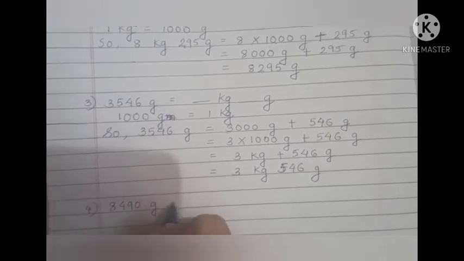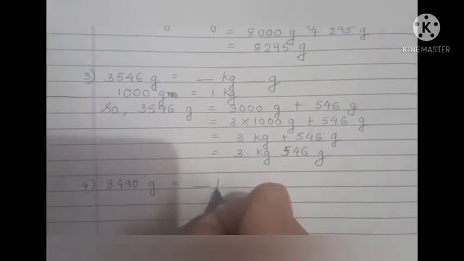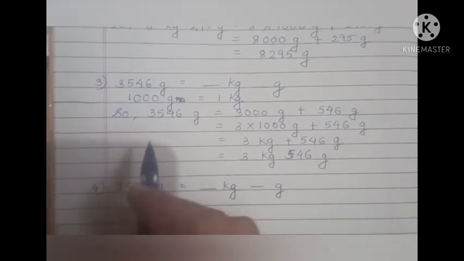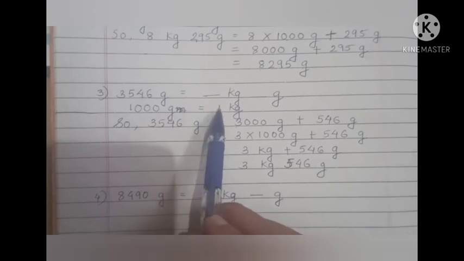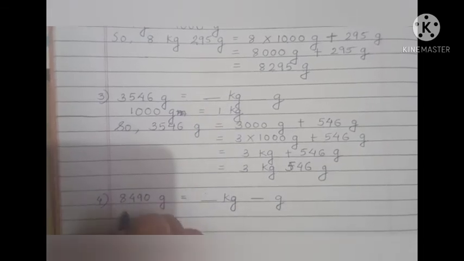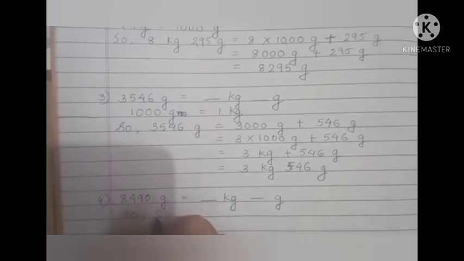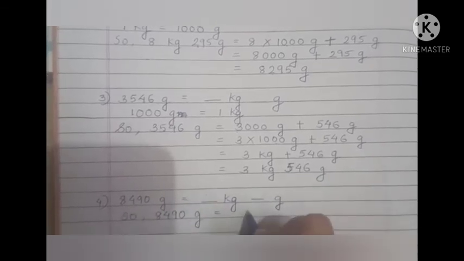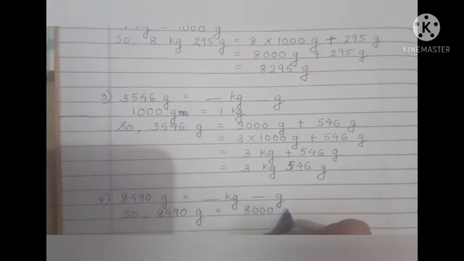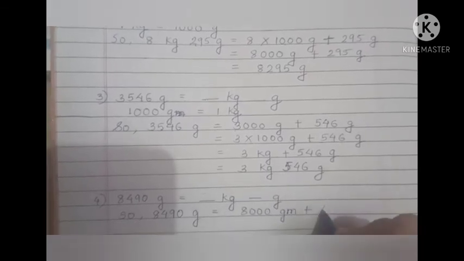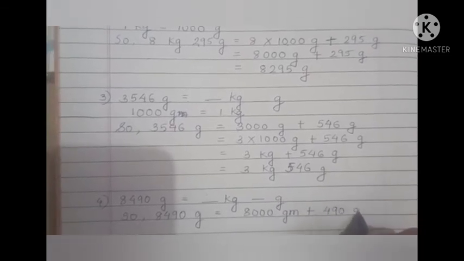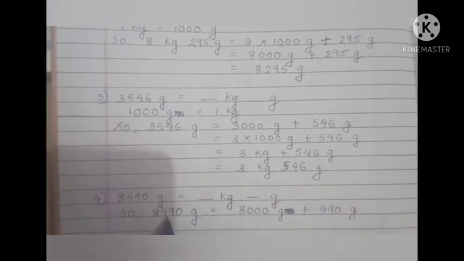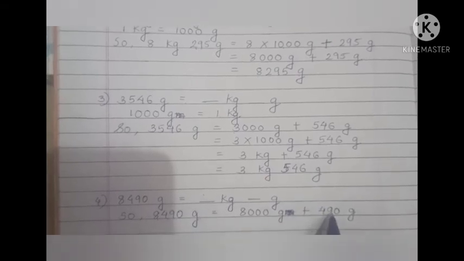8490 gram is equal to dash kg dash gram. So students, we already know that 1000 gram is equal to 1 kg. So what do we do? We write 8490 gram is equal to 8000 gram and we will write 490 gram separately. Sorry, I am writing this gm. Okay, so 8000 gram plus 490 gram.